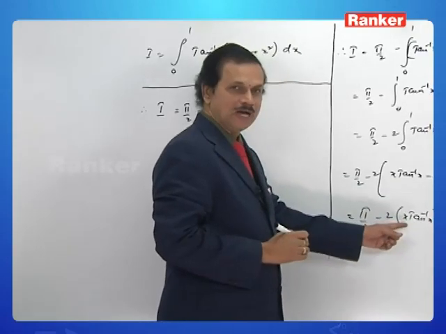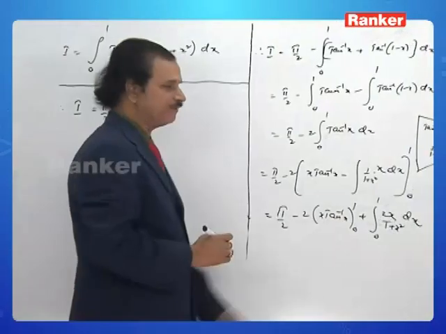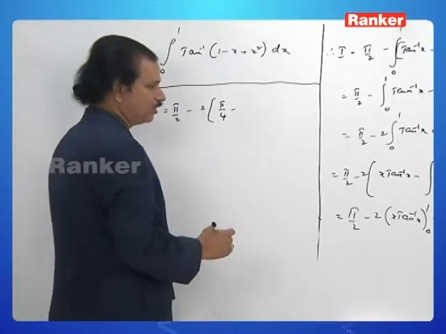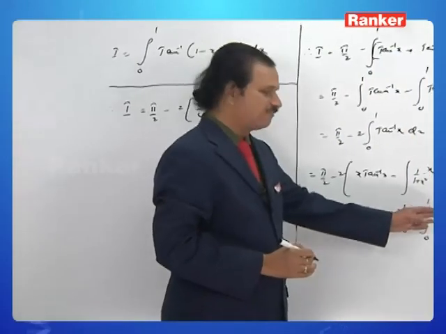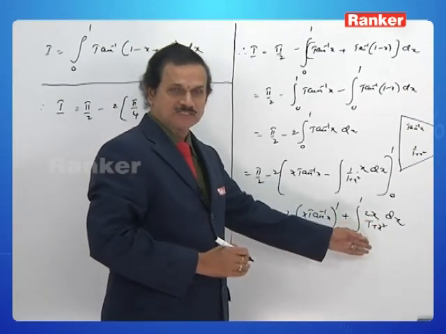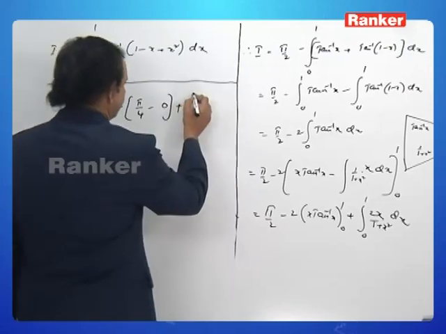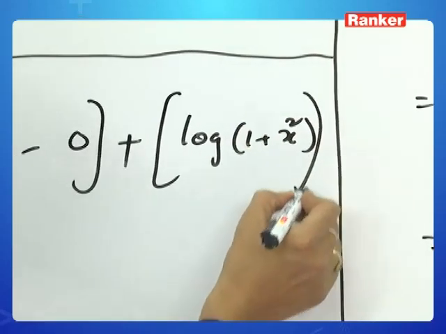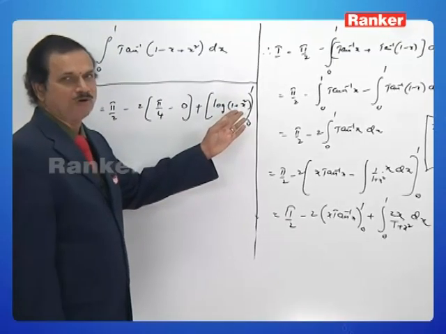If you take x is equal to 1, 1 into tan inverse 1, what is tan inverse 1? Pi by 4. 1 into pi by 4, pi by 4. And if you take x 0, 0 into tan inverse 0 is again 0, plus, you can observe this, f dash x by f x is one of the standard formulae. The derivative of 1 plus x square is nothing but 2x, isn't it? So f dash x by f x, what is the answer? Log mod f x, that is log mod 1 plus x square between the limits 0 and 1. As 1 plus x square is absolutely positive, you need not have the modulus sign there.